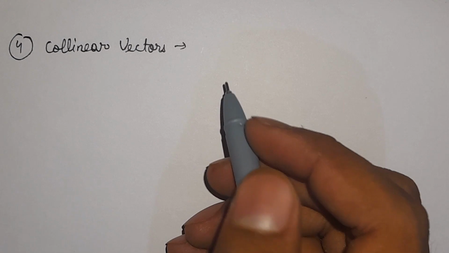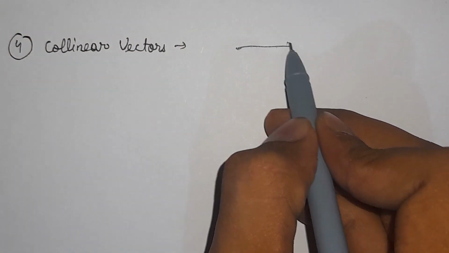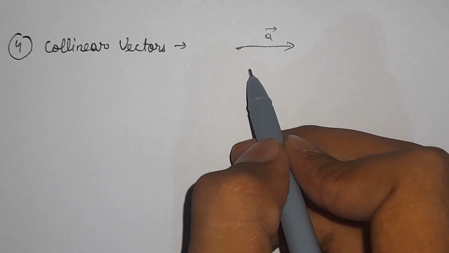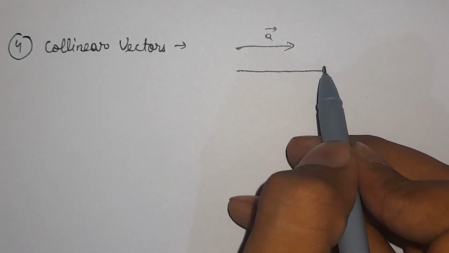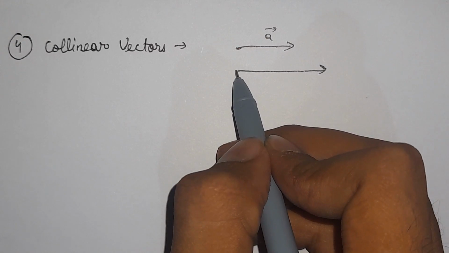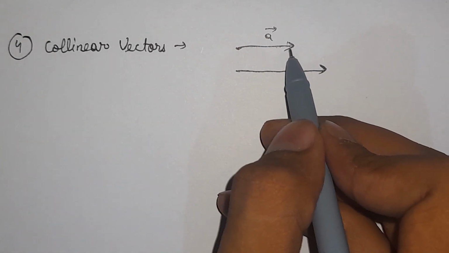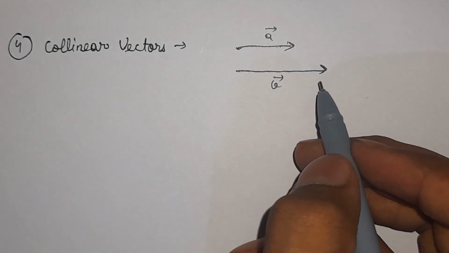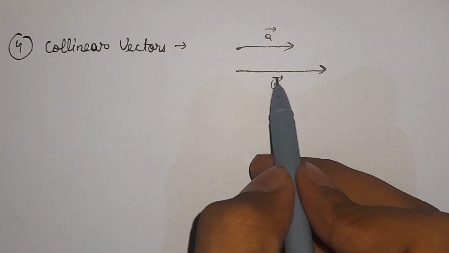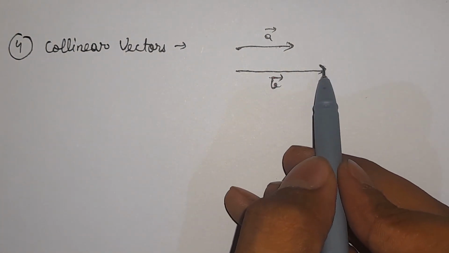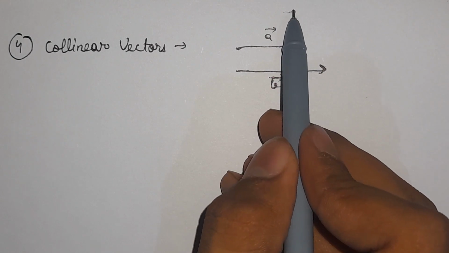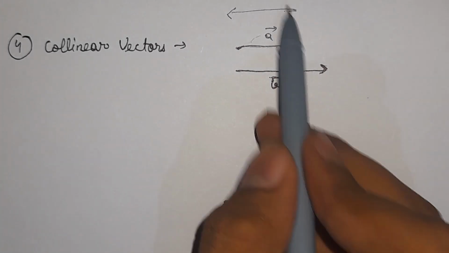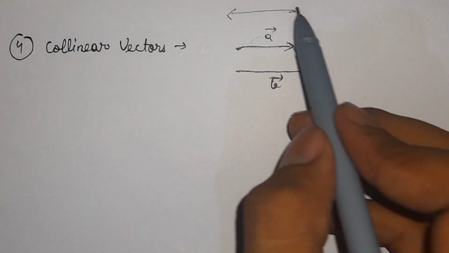Fourth one is collinear vectors. Two or more vectors are collinear if they are parallel to the same line, irrespective of their magnitude and direction. For example, if this is a vector A, and another vector is parallel to this vector, which may or may not be equal in magnitude, but parallel to this, this is vector B, so they both are collinear. And this also may or may not be in the same direction. So this vector is also collinear. Both directions are opposite, but they are also collinear vectors.